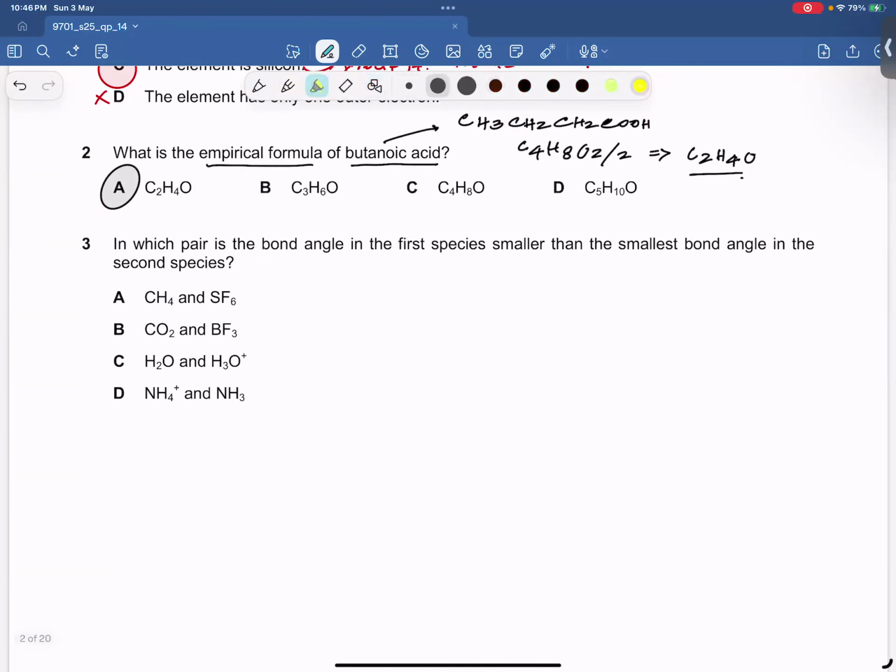Next, in which pair is the bond angle of the first species smaller than the smallest bond angle in the second species? So methane has 4 single bonds and 0 lone pairs. It's going to be 4. Let's draw 4 lines. First line represents s, remaining lines represent p. So the hybridization of this molecule is sp3. So whenever we have 4 single bonds and 0 lone pairs, the angle is always 109.5 degrees.